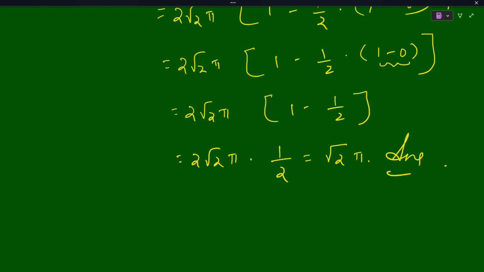So this value is 2 root 2 pi into 1 minus half into 1 square minus 0 square, which is 1 minus 0, which is 1. So this value is 2 root 2 pi into 1 minus half, which is half. Now this 2 and 2 would cancel out, and the value would be root 2 pi. So it is the required answer.